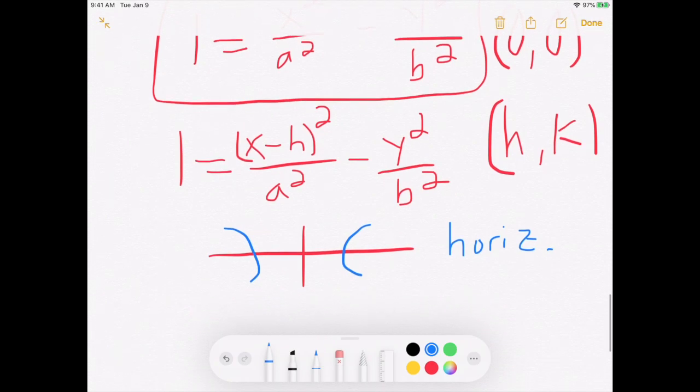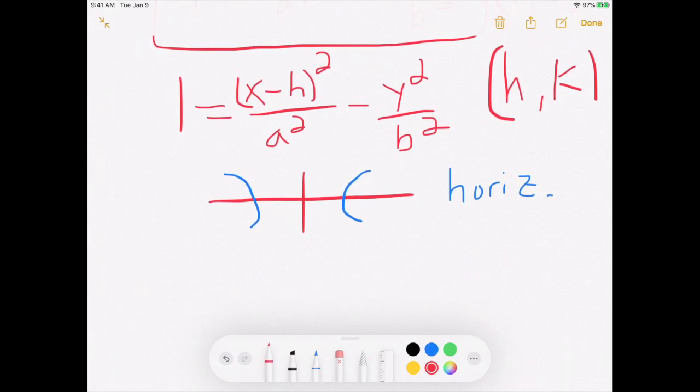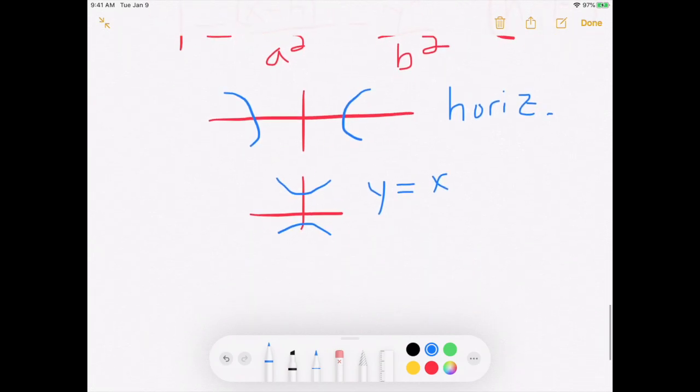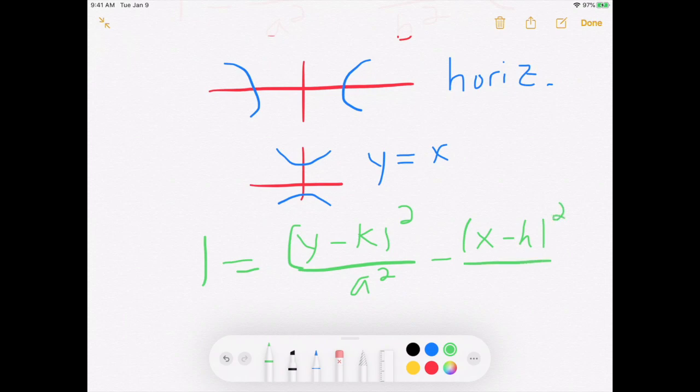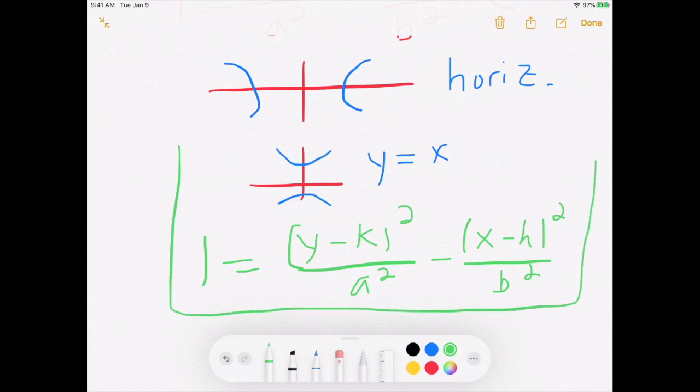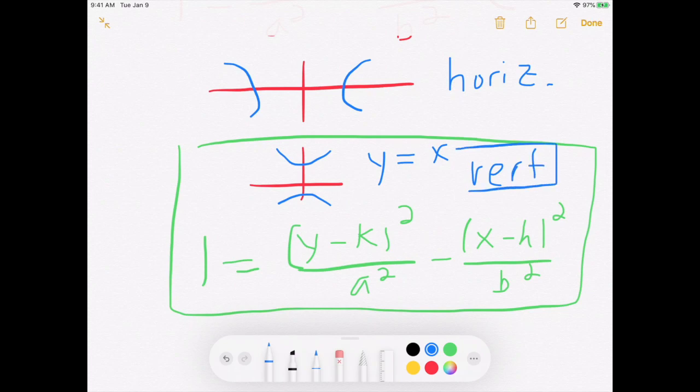In order for it to open up vertically, we really just have to envision reflecting over y equals x. And when you reflect over y equals x, you can think about switching the x and y. And that would make the equation instead y minus k squared over a squared minus x minus h squared over b squared. So that's the difference if you want a hyperbola that opens up vertically versus one that opens up horizontally.